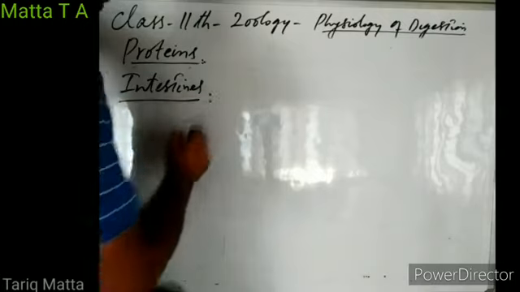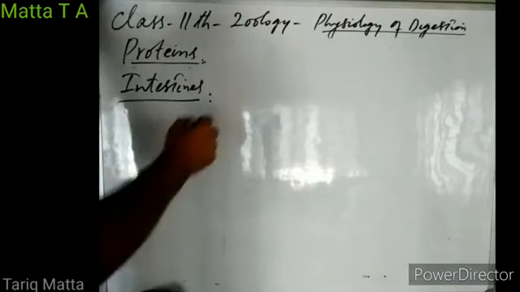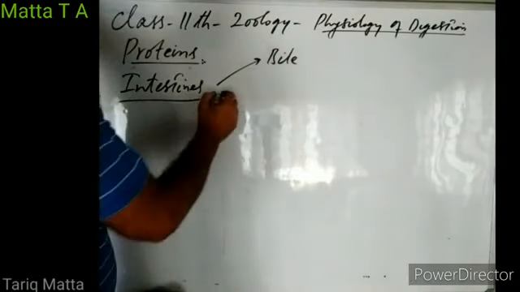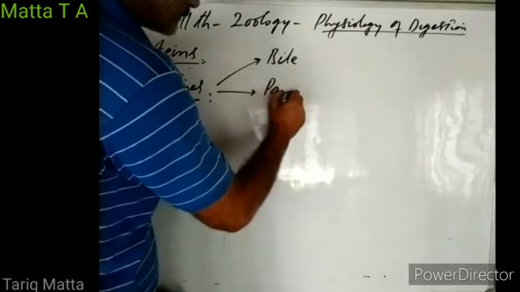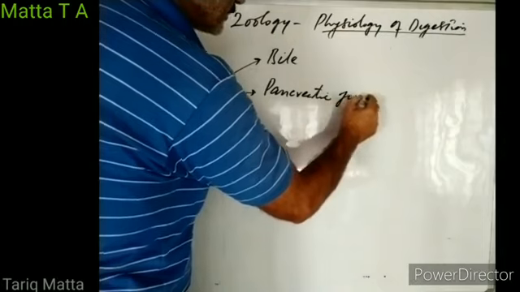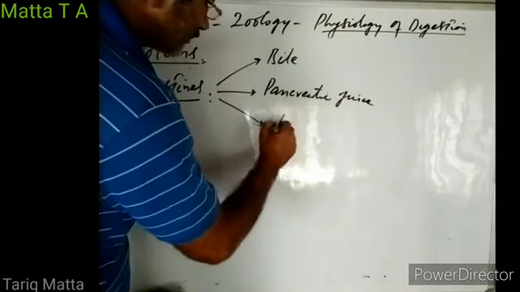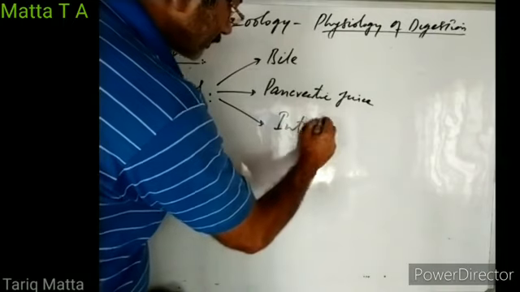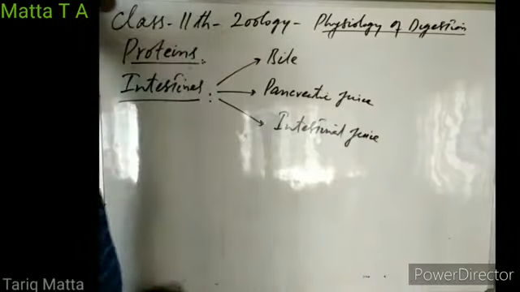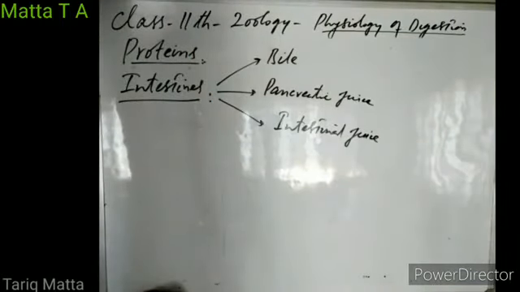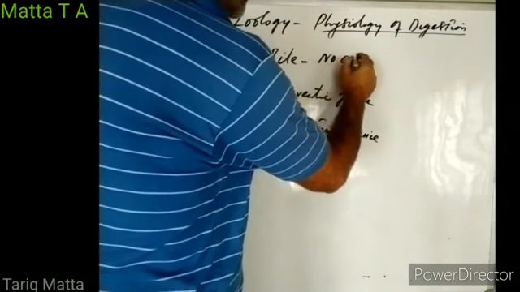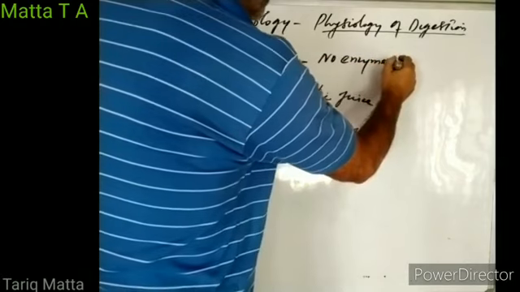In intestines, different juices are secreted. Intestines receive first bile from liver, pancreatic juice from pancreas, and intestines also receive intestinal juice from the wall of small intestine. Bile does not contain any digestive enzyme. No enzyme is present in bile.